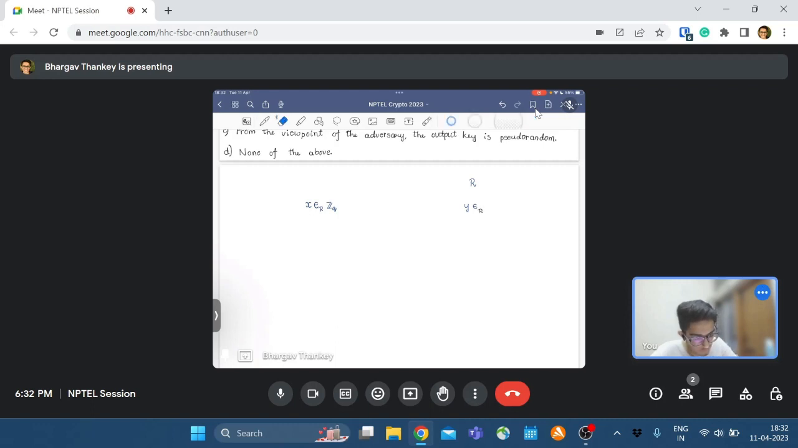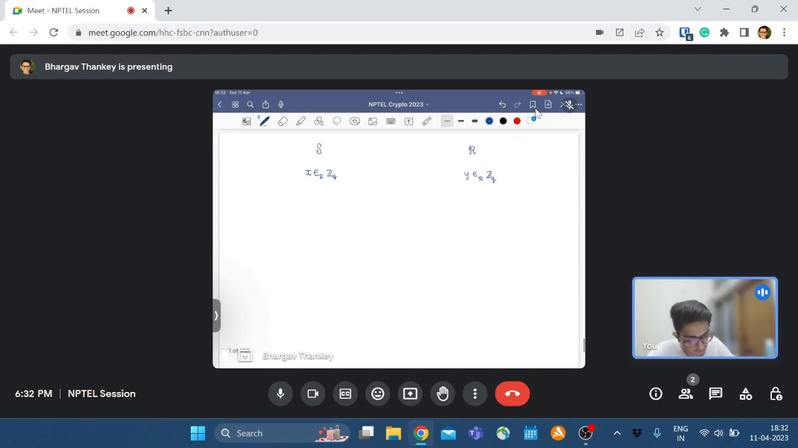Oh, yeah, using R for random as well as receivers. Let me use script S and script R here to avoid confusion. So sender and receiver pick uniformly random values from ZQ. Then they both send KS is equal to G to the X.